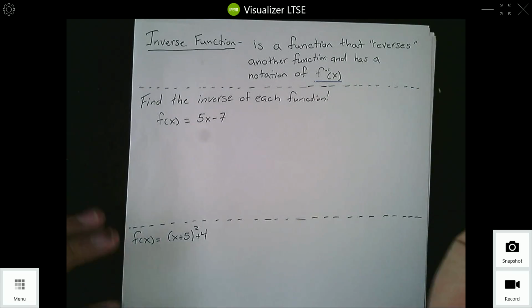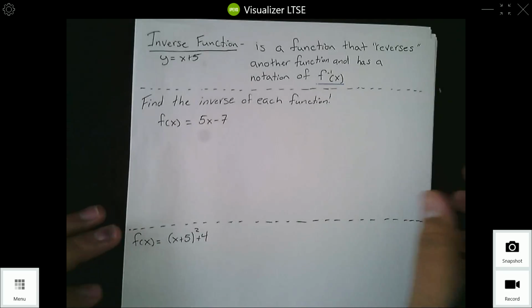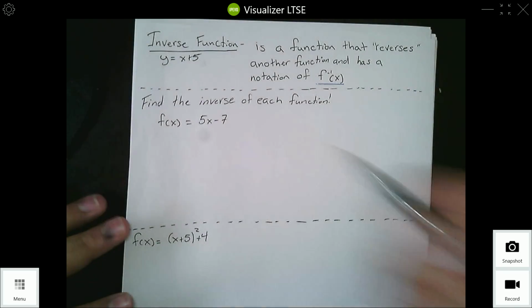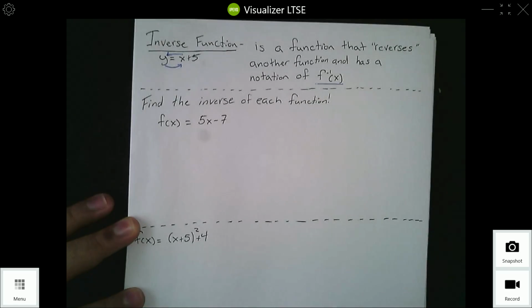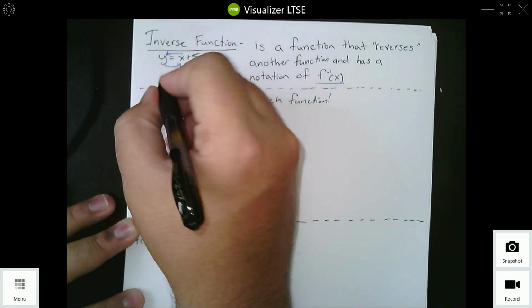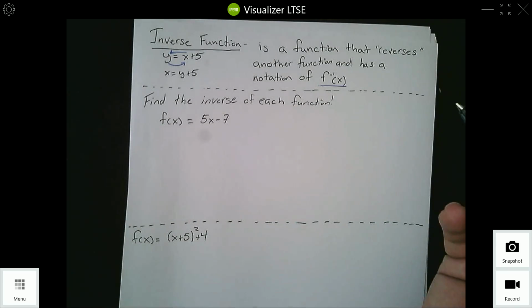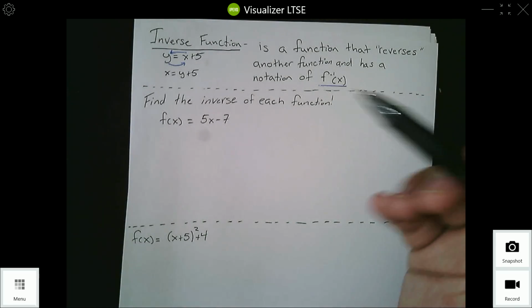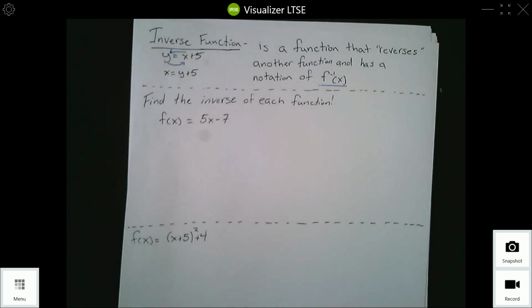Now, what does it mean when I say reverse? Just to give you an example, if we have y is equal to x plus 5, and I want to find the inverse function, so I need to reverse it, that essentially means flip x and y, switch their locations. So now when I write this equation out, it should say x is equal to y plus 5. And now we have the inverse function. Now, that's not all you do. You have to actually solve for y, and we'll get into that in these next two problems. But that's the gist of it.